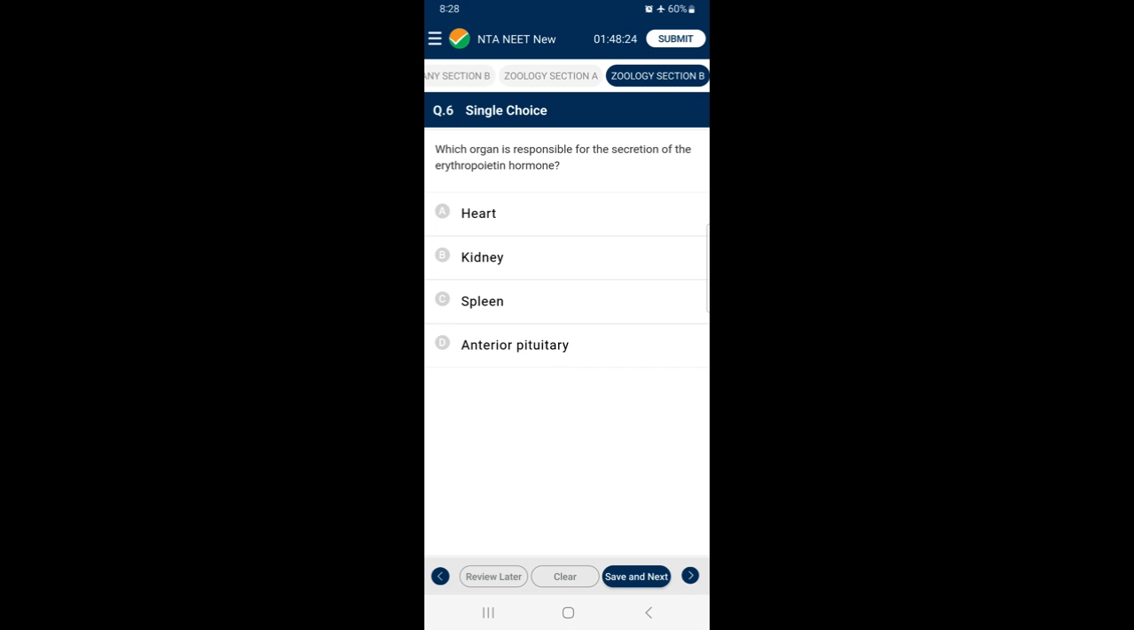Question number 6. Which organ is responsible for the secretion of the erythropoietin hormone? Erythropoietin is a peptide hormone produced by juxtaglomerular cells in the kidney. So the answer is option B, kidney. It stimulates the formation of RBC, which is commonly called erythropoiesis. Spleen is known as the graveyard for RBC.